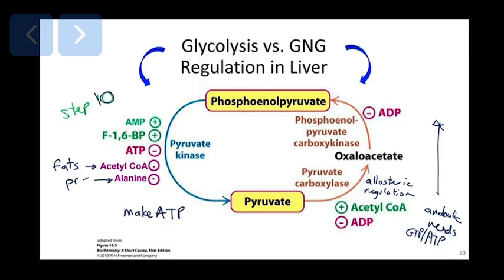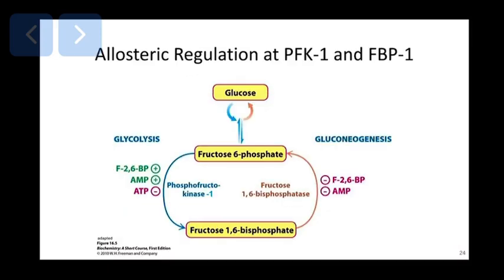All right, so an anabolic pathway needs energy. If you don't have energy, we're going to inhibit that two-step reaction in gluconeogenesis. So that was one level of regulation.